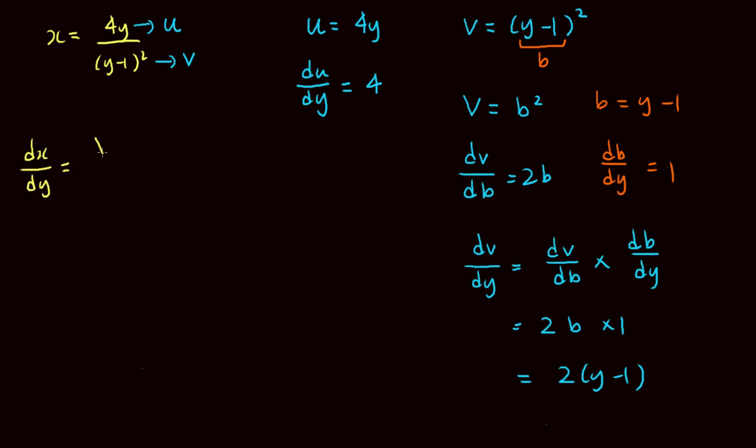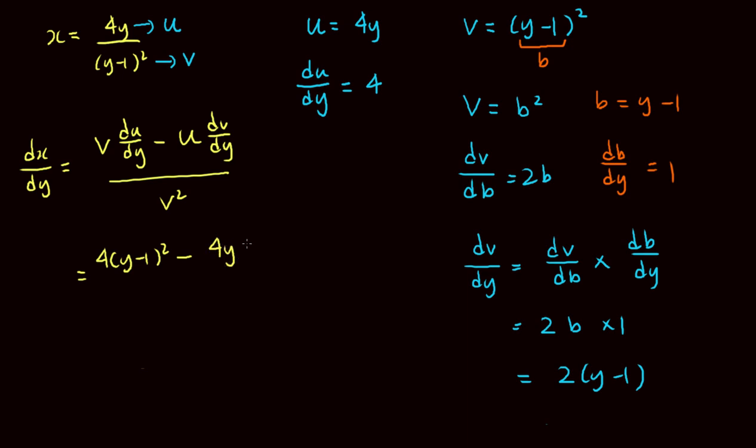Now by using the quotient rule we know that dx/dy is equal to (v du/dy minus u dv/dy) over v squared. So v is what? We already know it's (y minus 1) squared. du/dy is 4, so we write 4, minus u dv/dy, which is times 2(y minus 1), over v squared. So v squared is (y minus 1) squared squared, which becomes to the power of 4.